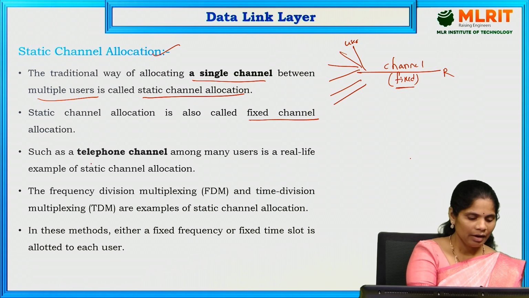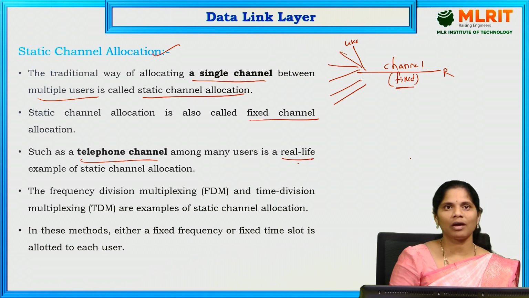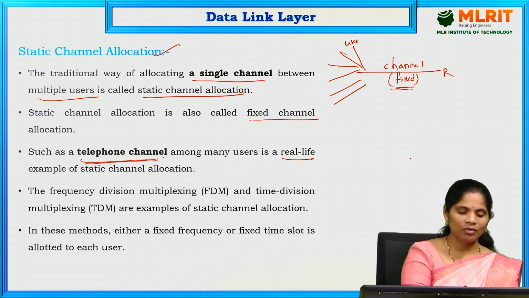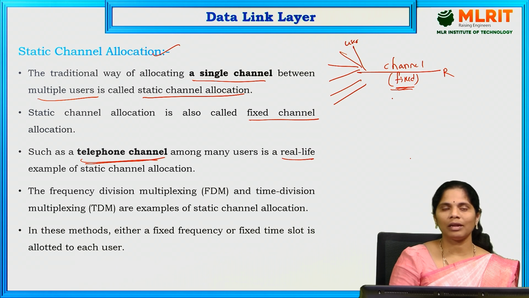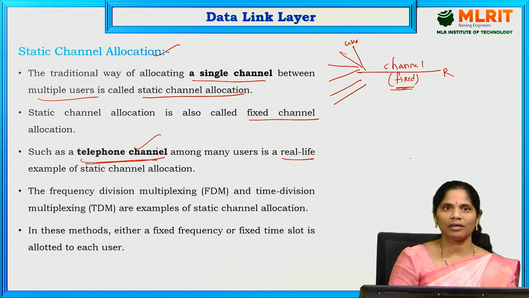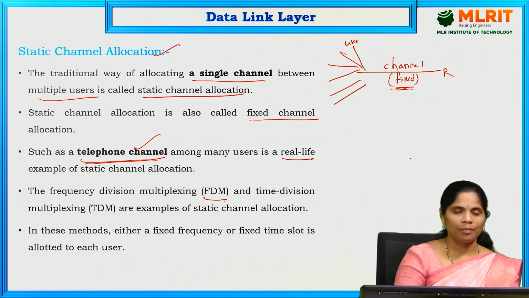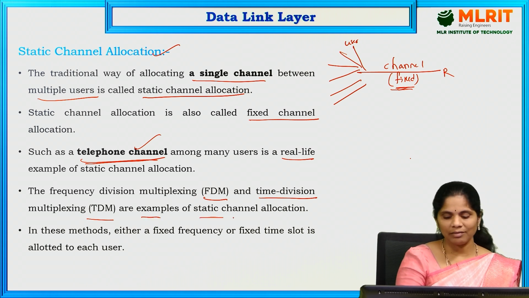Such as telephone channels we are going to use. This is the real-time example for static channel allocation. In real time, we use telephone channels, right? There we use fixed channel allocation for sending the data. This is the example for static channel allocation. So, FDM, frequency division multiplexing, and time division multiplexing, TDM, are also examples for the static channel allocation.